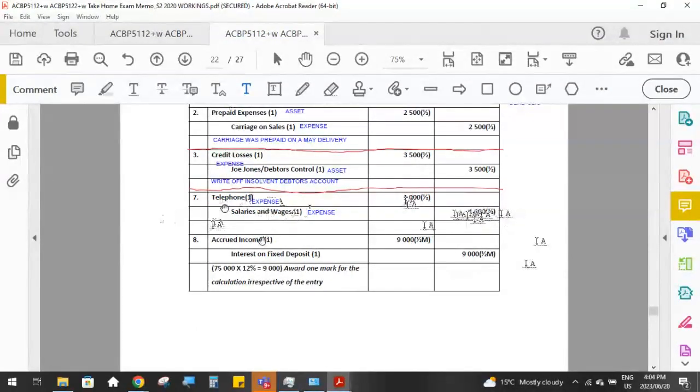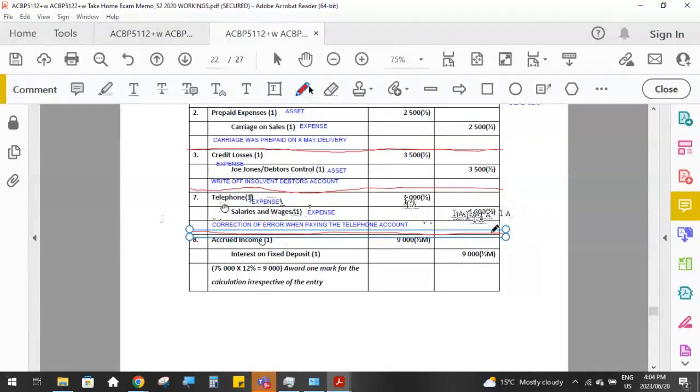And if they had asked you for a narration underneath here, we would have written: correction of error when paying the telephone account. Anything to that effect. And we finished our journal entry, number 7, and we rule a line underneath it.